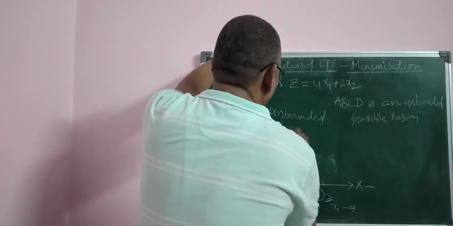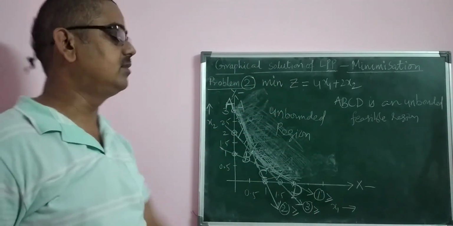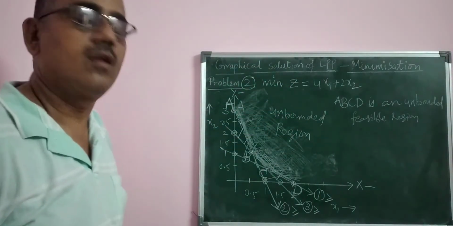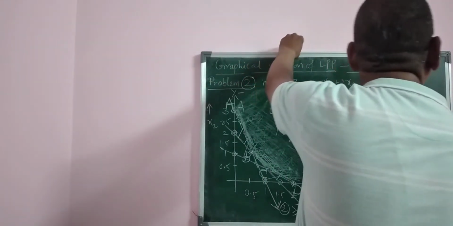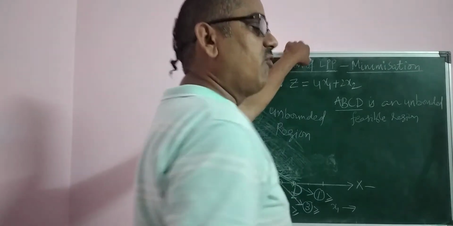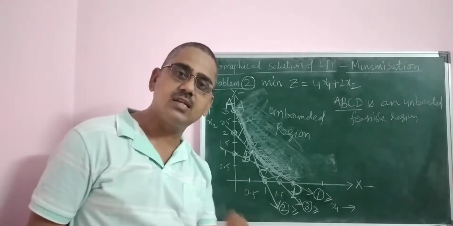Bounded region. It's an unbounded region that you can specify clearly. Now, ABCD is an unbounded feasible region. Therefore, the corner points are A, B, C, D.